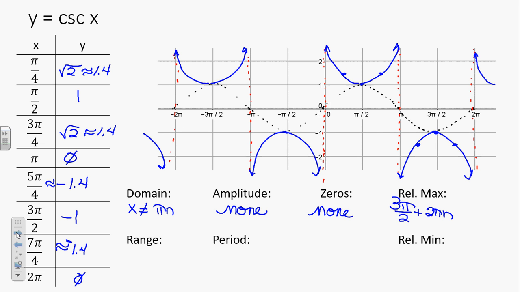How about a relative min? Where's one of those? Yep, pi over 2 plus another 2 pi n. Okay? Or negative 3 pi over 2 plus 2 pi n. Okay? What's our range?